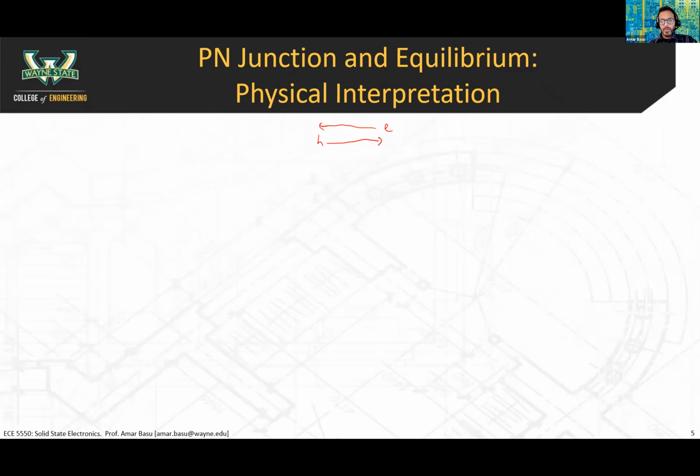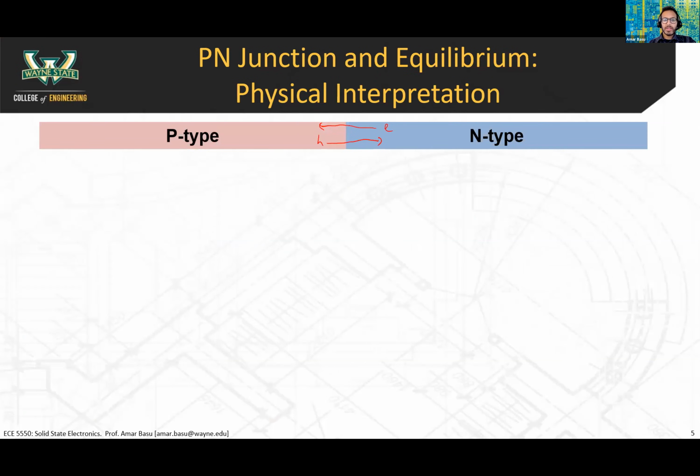Okay, so we're at the point where we have a p-type, n-type material. So we're talking about why diffusion, why recombination may happen. As the electron goes from the n-type material to the p-type material, now the electron sees a lot of holes on this side.